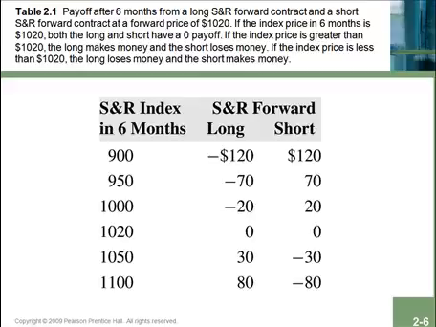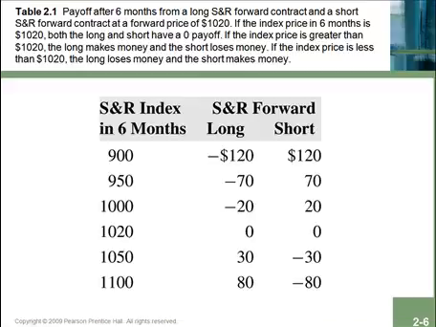Hopefully at least two things from this table stand out. Number one, you can see that any gain that one party makes on this forward contract comes from the other side of the contract. It comes from the counterparty. So if the long position makes $80, for example, in the case where the S&R index ends up being 1100, the short position correspondingly loses $80. And that's been true in every example that we've looked at.